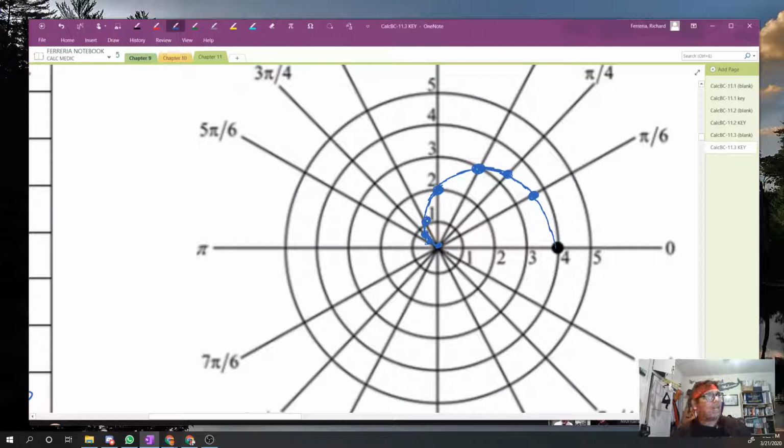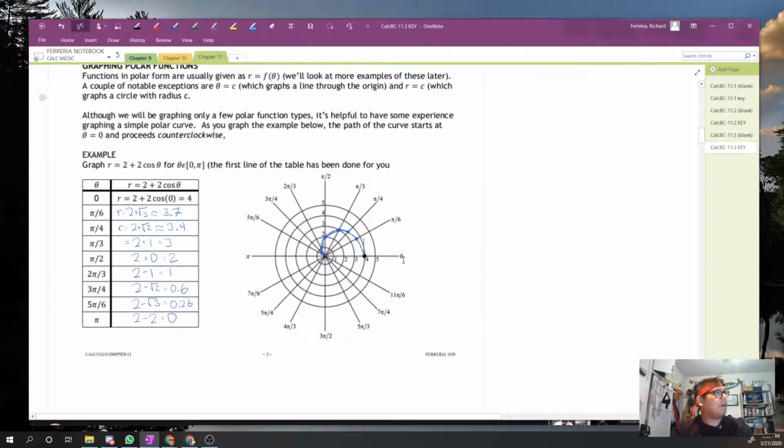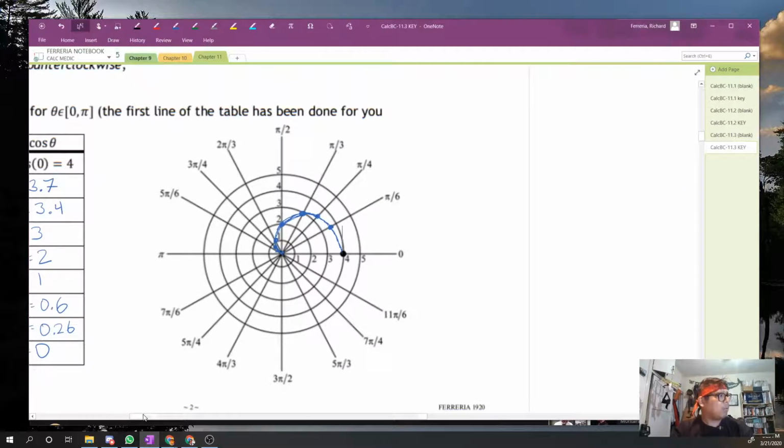So here is that. Kind of looks like we're doing a little bit of a spiral here, don't it? Spiraling in. Yeah, I know you see it. There's our inward spiral. Okay. Let's move on with our work.